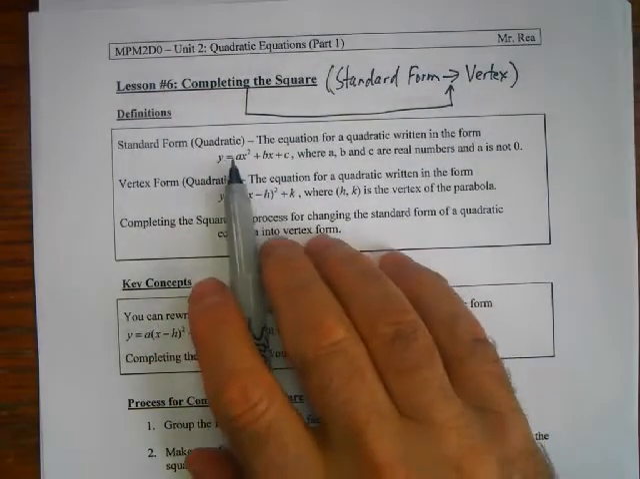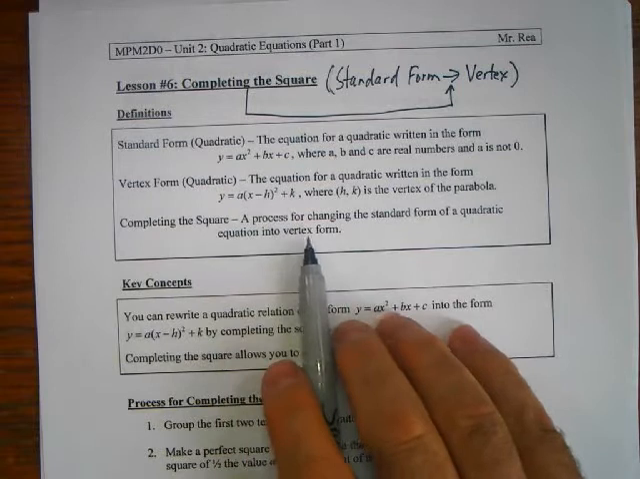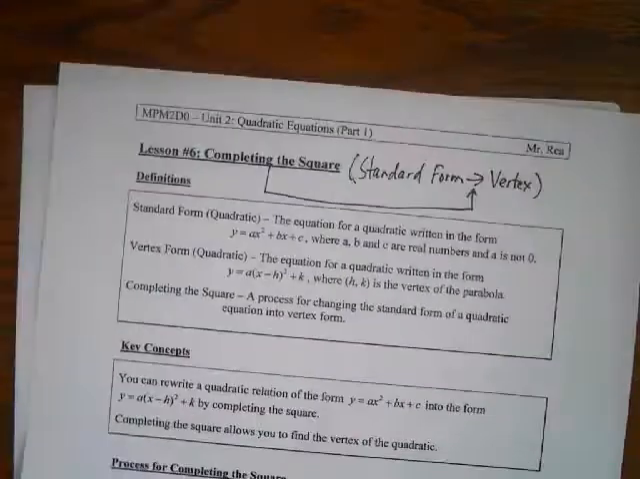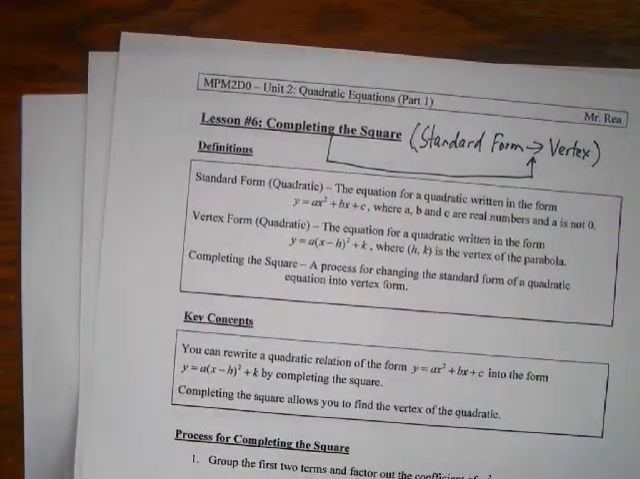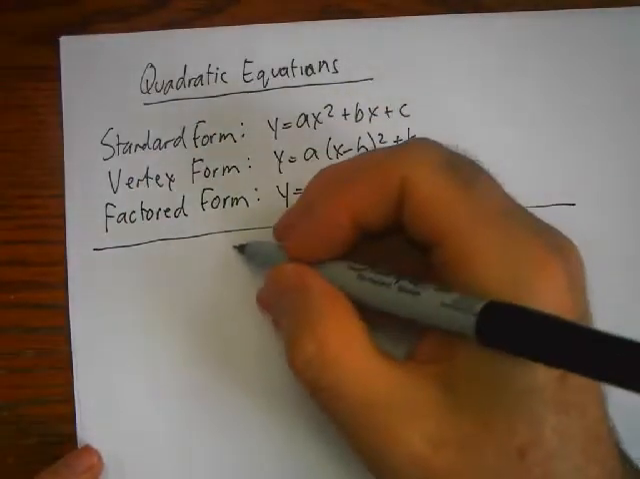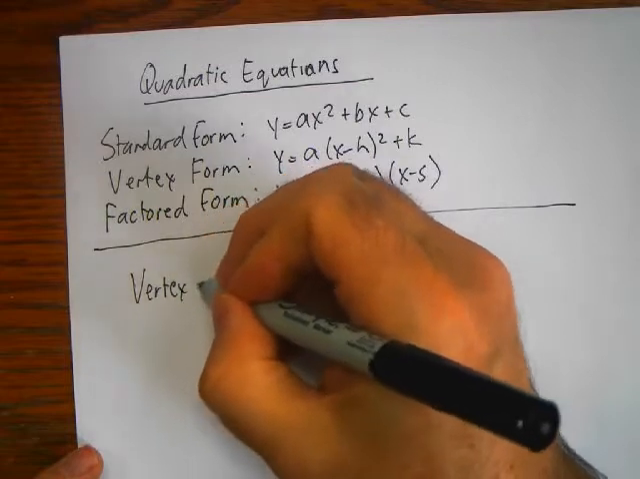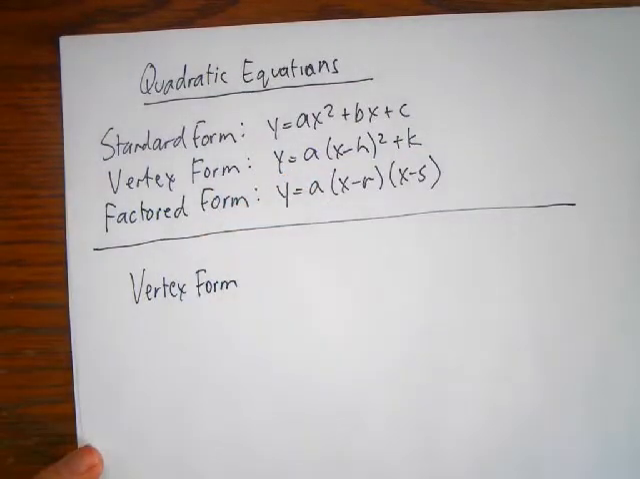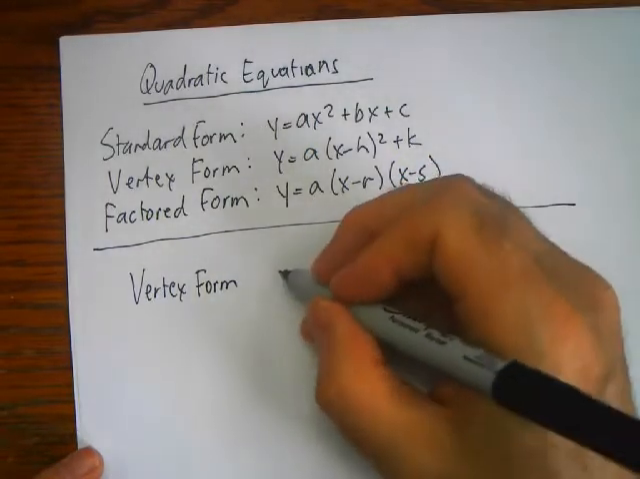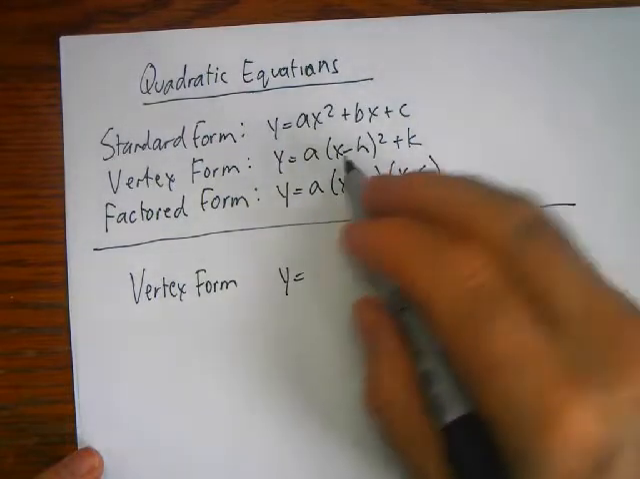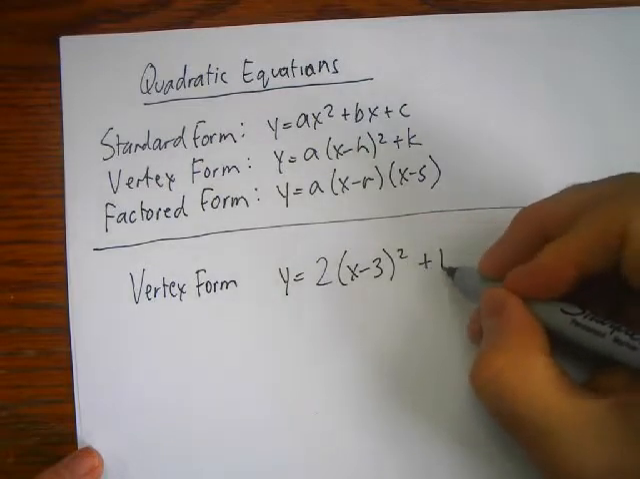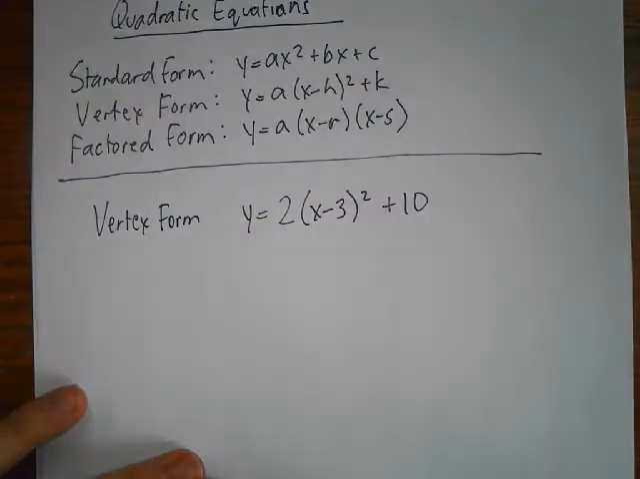And again, here are the definitions of the standard form, the vertex form, and completing the square. Before we actually get into the process, I want to look at this vertex form. I'll just plug in values for a, h, and k. So I'll just say 2(x - 3)^2 + 10. That's an equation in vertex form.